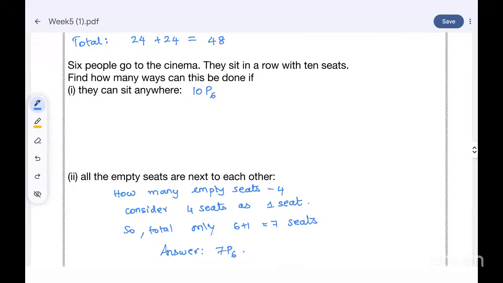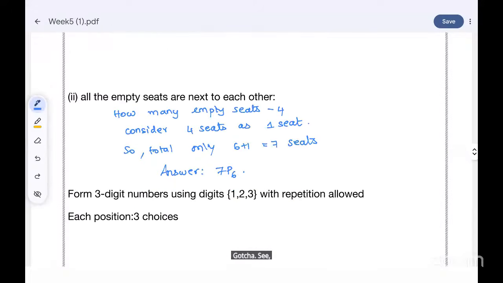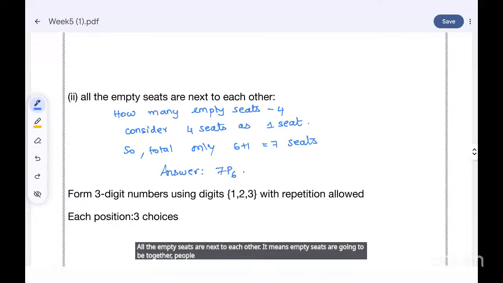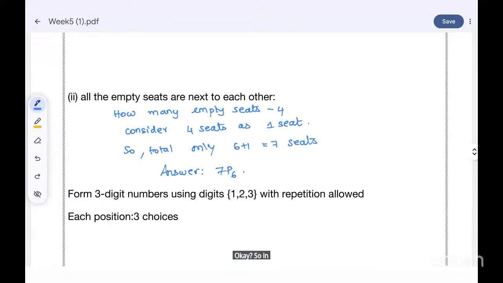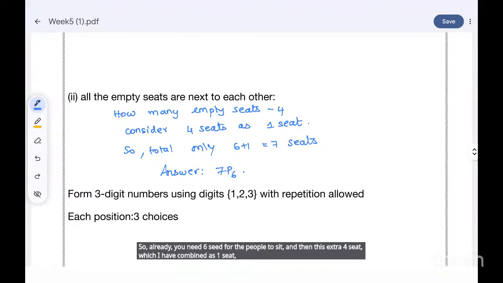Ma'am, can you explain the second one again? I couldn't understand. Sure. What we have done here is that all the empty seats are next to each other. It means empty seats are going to be together. People are not going to leave any gaps in between. So in that case, all the 4 empty seats I can consider as 1 seat. So already you need 6 seats for these people to sit, and then the extra 4 seats which I have combined as 1 seat will remain.